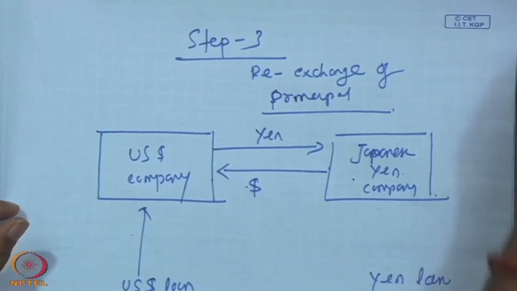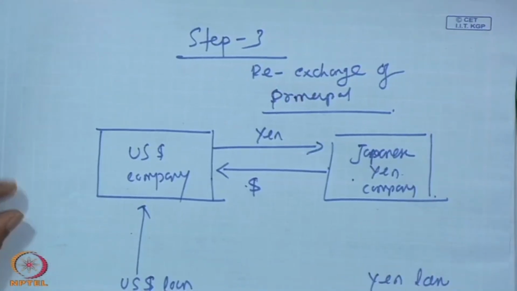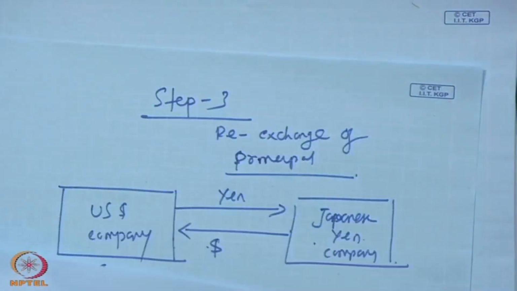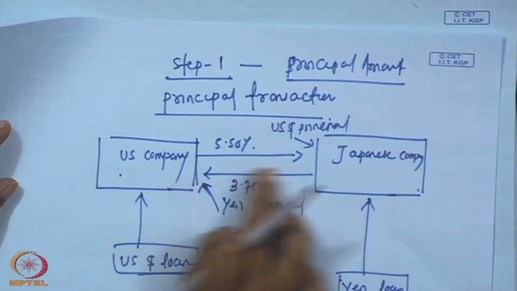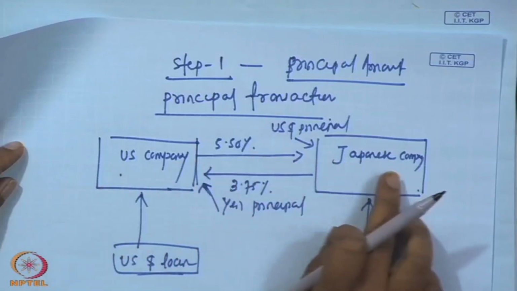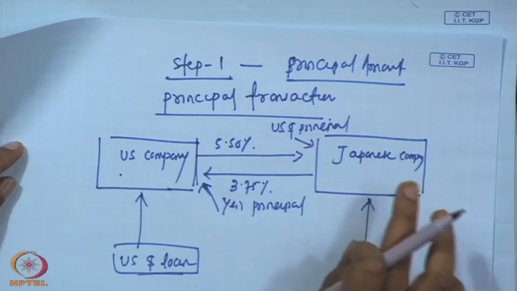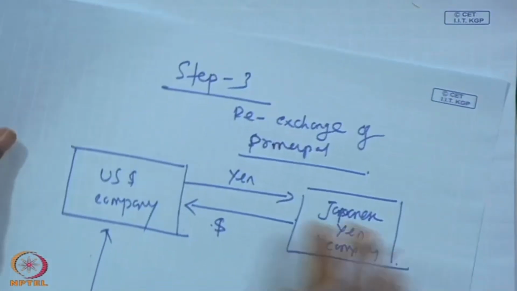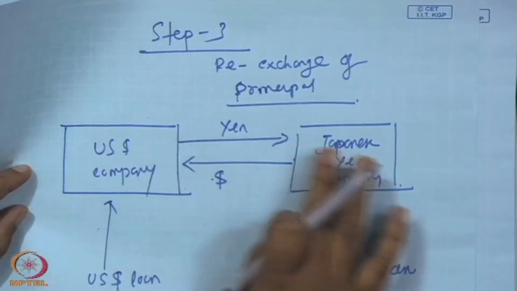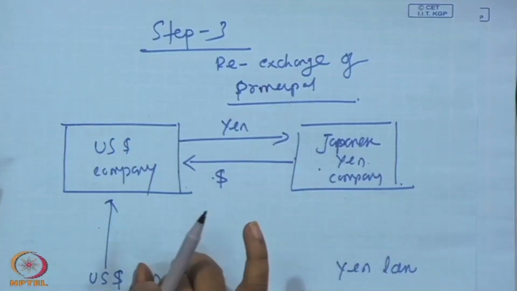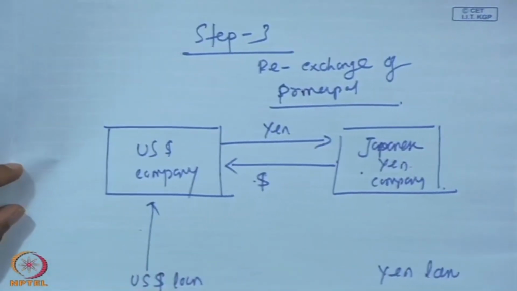The earlier transaction, if you see, was just the opposite. In step 1, the principal was exchanged: the US dollar principal was going to the Japanese company, and the yen loan principal was going to the US company. But in step 3, the yen will be transferred to the Japanese company and the dollar will be transferred to the US company, a reverse transaction of principal at a determined exchange rate.